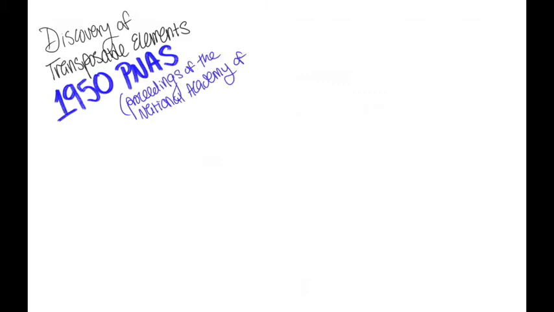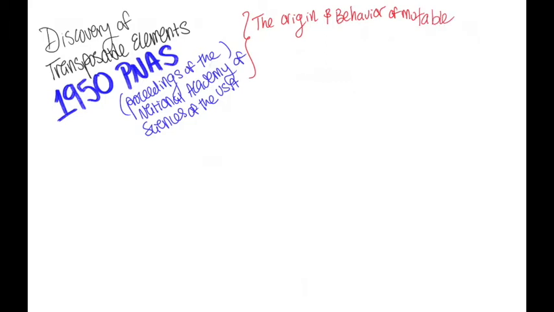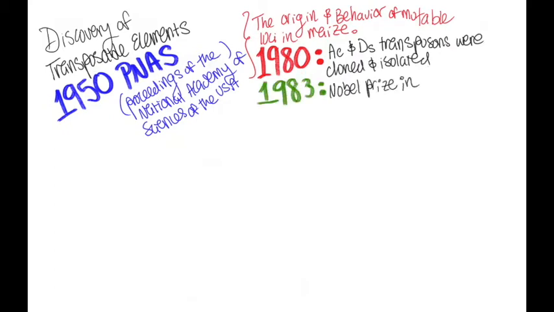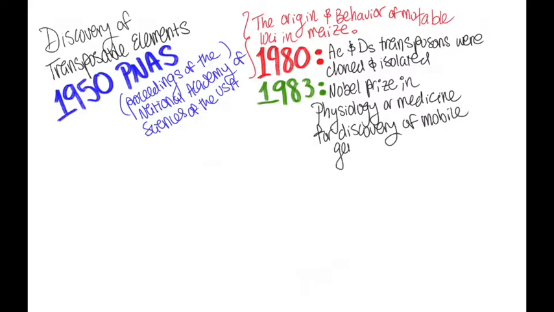She summarized her data on the first discovered transposable elements in a 1950 classic article called The Origin and Behavior of Mutable Loci in Maize. It was not until the 1980s that AC and DS transposons were molecularly cloned and isolated, with confirmation that transposons were widespread among eukaryotes, eventually leading to the wider appreciation of McClintock's original discovery. Finally, in 1983, McClintock was awarded an unshared Nobel Prize in Physiology or Medicine for her discovery of mobile genetic elements.